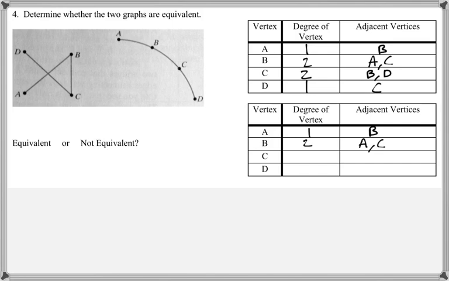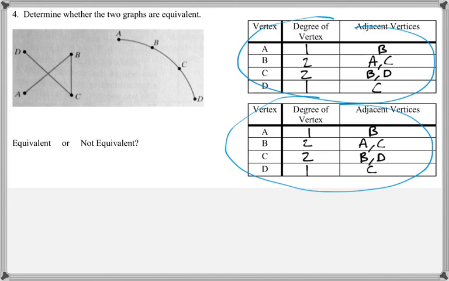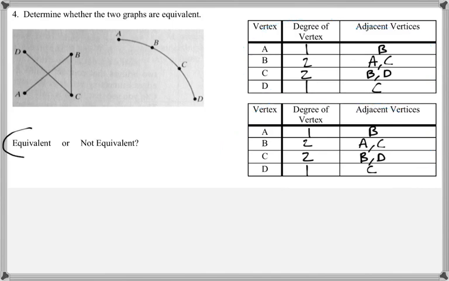Vertex C has a degree of 2, and it's directly connected to B and D. And lastly, vertex D has a degree of 1, and its adjacent vertex is C. So if you look at the two tables, they are identical. So these two graphs are equivalent.